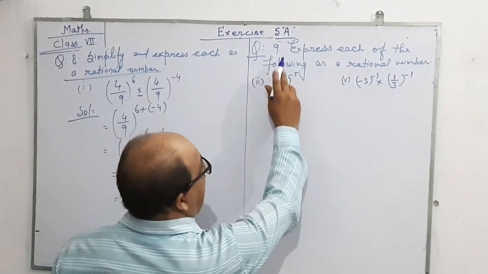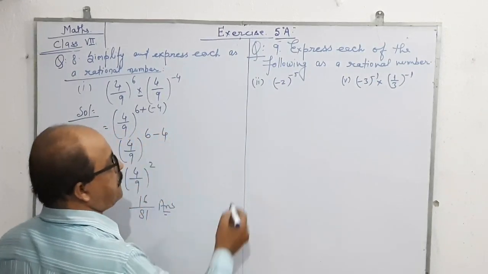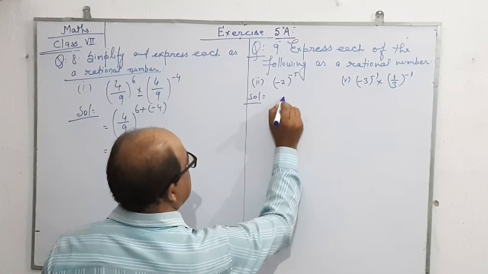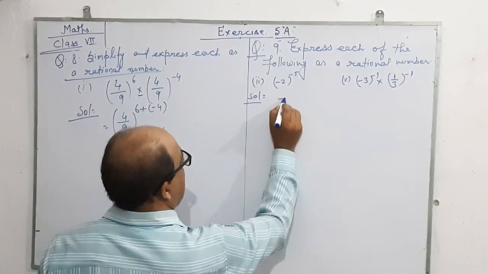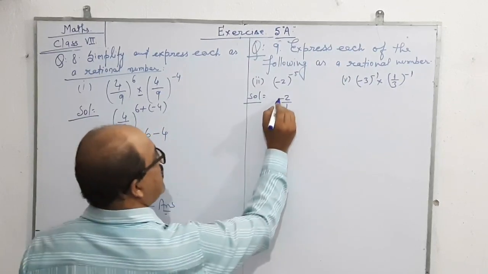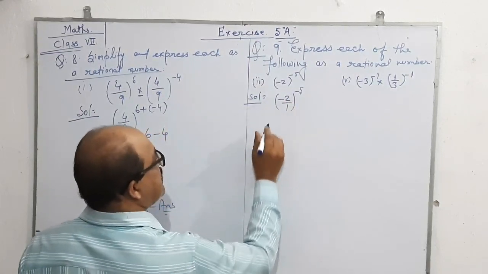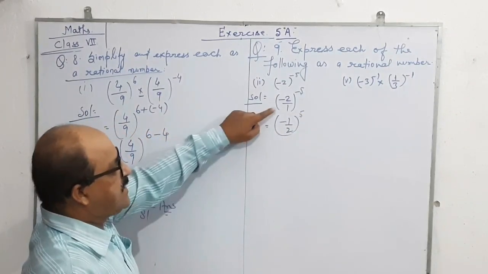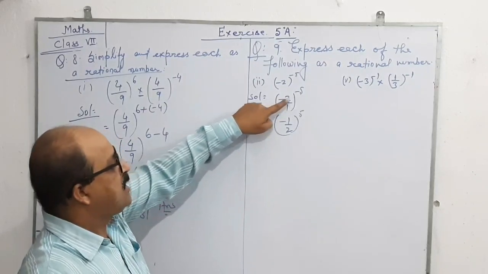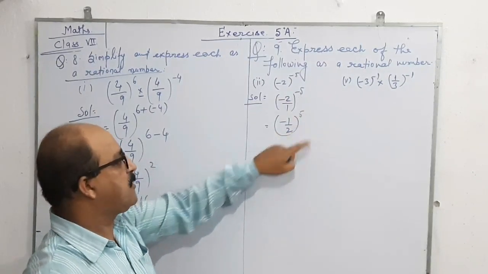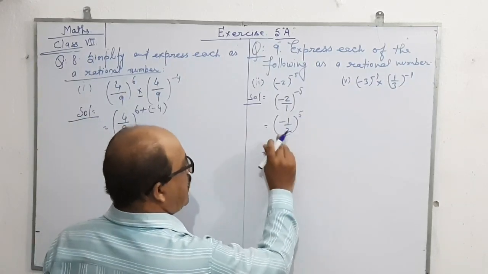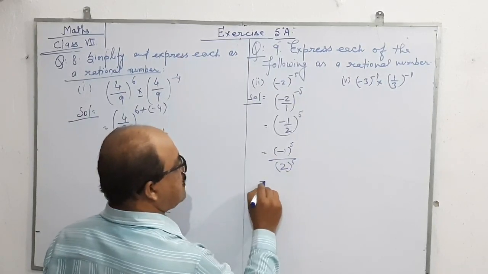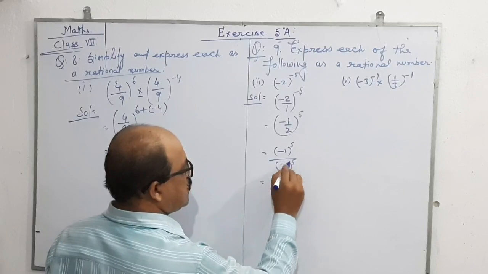In the next question, express each of the following as a rational number. Minus 2 to the power minus 5. Here, as we know, minus 2 to the power minus 5, the reciprocal of this number is minus 1 by 2 to the power 5. When we take the reciprocal of the given fraction, the exponent will be in positive form. So minus 1 to the power 5 and 2 to the power 5. It means the answer is 1 and this one the 32.